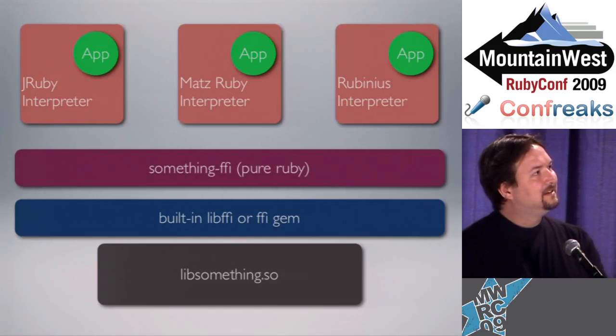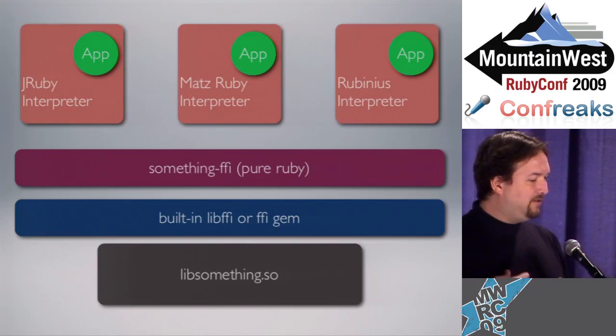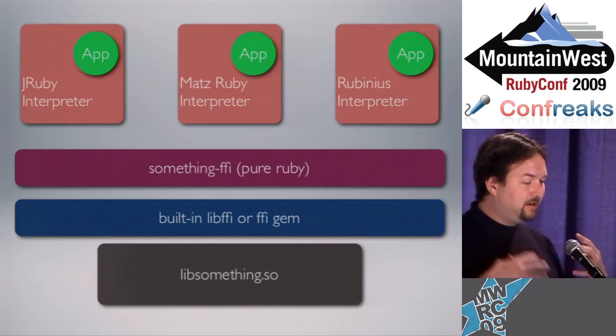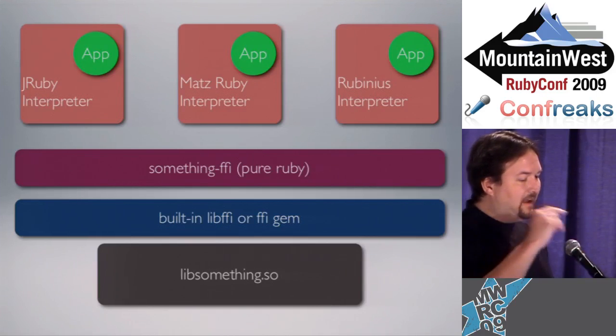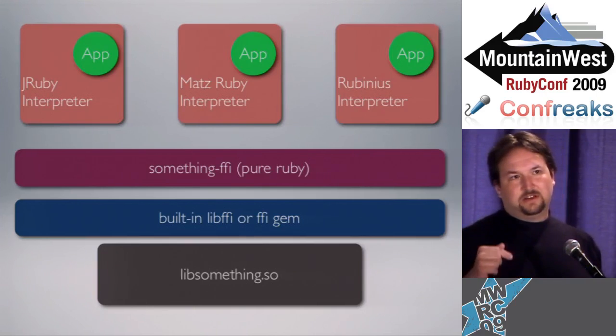Now here's the fun part. We slide in a pure Ruby description and mapping of the libsomething methods, functions, structures, and all of that in pure Ruby. And then we're allowed to say, okay, I've got my application. It needs to talk to libsomething, and it only does it in Ruby.